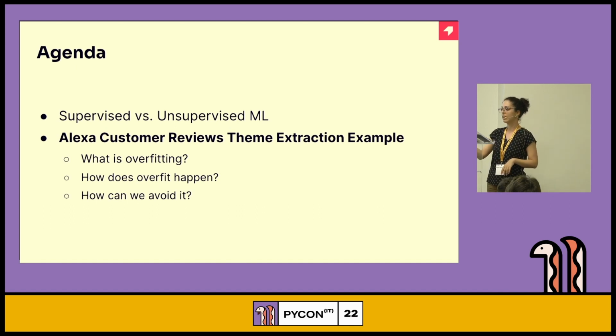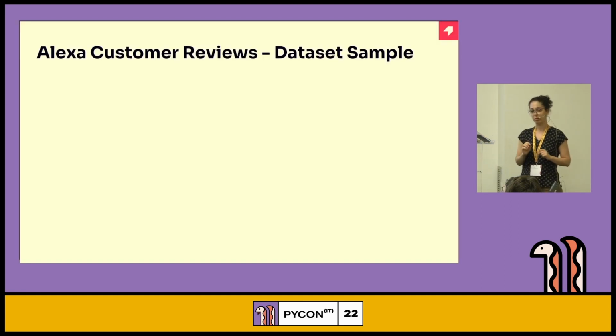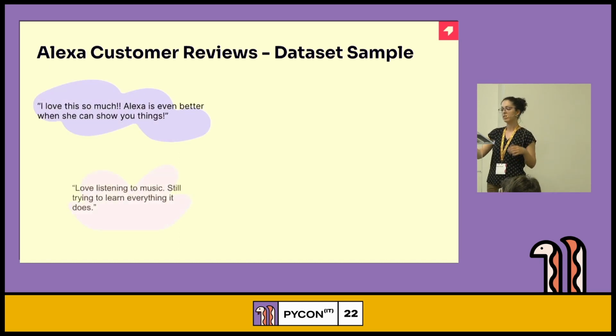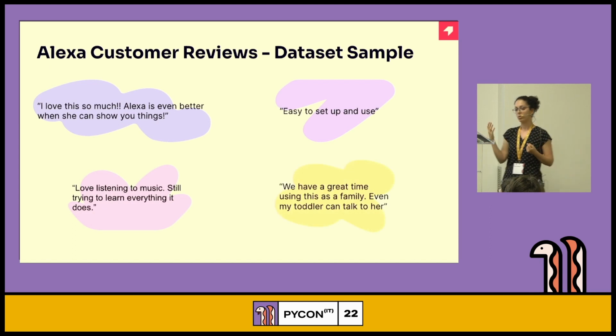We're going to be looking at Alexa customer reviews. This is a public data set. You can find it at Kaggle. And it's a data set of thousands of customer reviews.